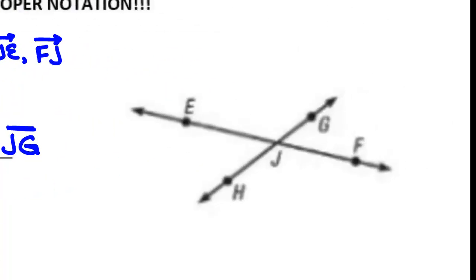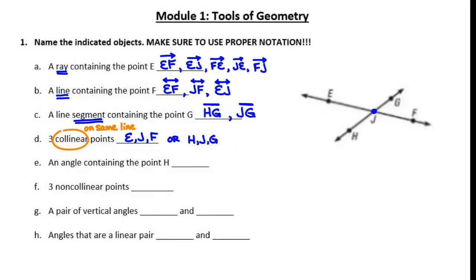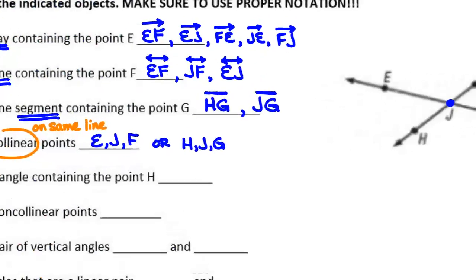Something I want to point out about the figure, I meant to mention this at the beginning. There is no dot right here at J, but it is where the 2 lines are crossing. That is a point, even if they don't put the dot there. So just because there's no little filled in circle does not mean that J is not a point.